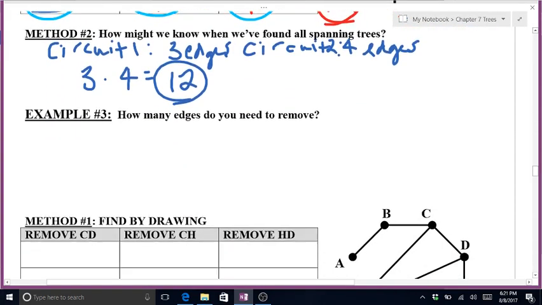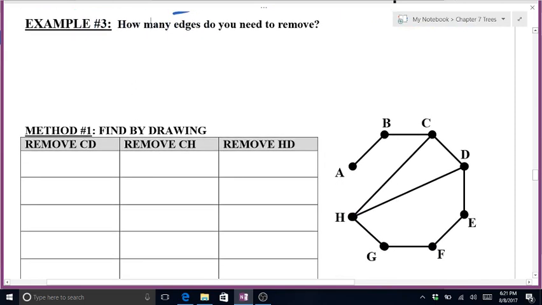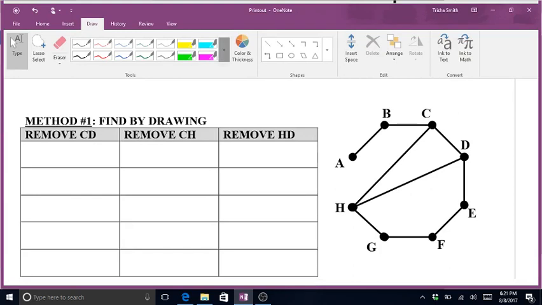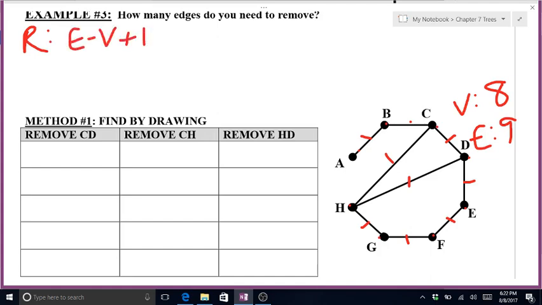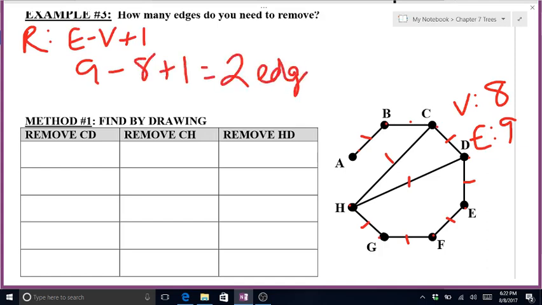The next example is where it slightly gets complicated. Okay? Same concept here. How many edges do I need to remove? Well, let's see. We still have, nothing's changed here. Our vertices are still 8. 1, 2, 3, 4, 5, 6, 7, 8. Edges, 1, 2, 3, 4, 5, 6, 7, 8, 9. So this one should look very, very familiar to the last one. Redundancy is edges minus vertices plus 1. So 9 minus 8 plus 1. 2 edges to remove.